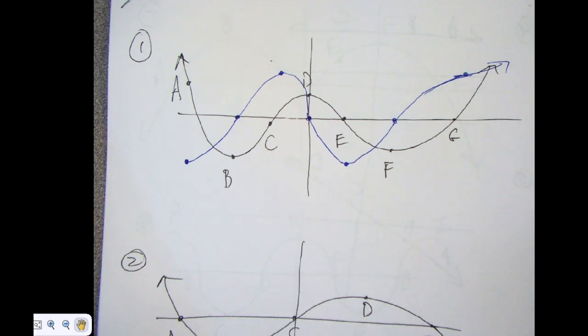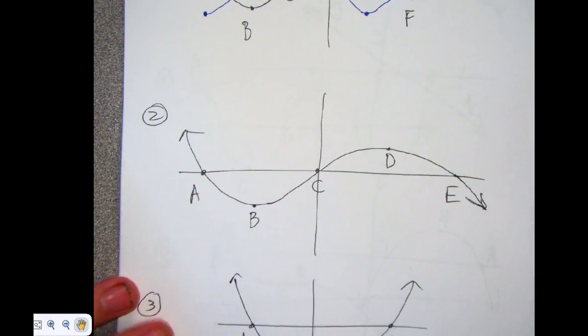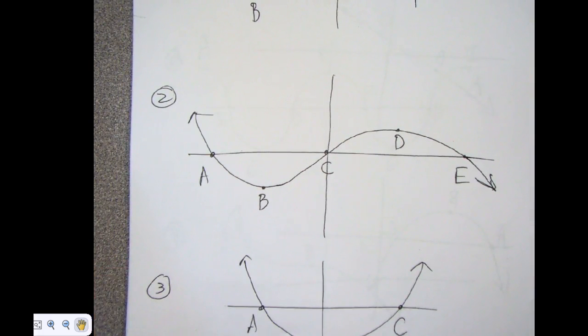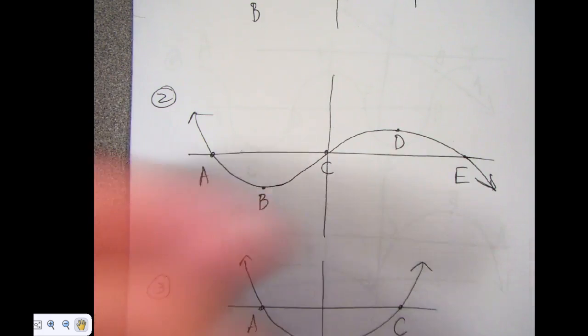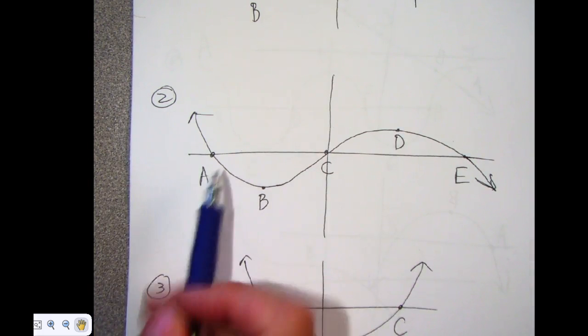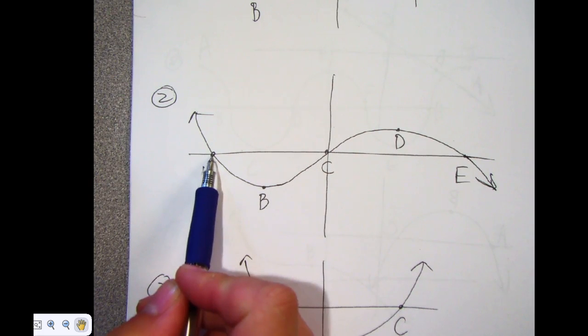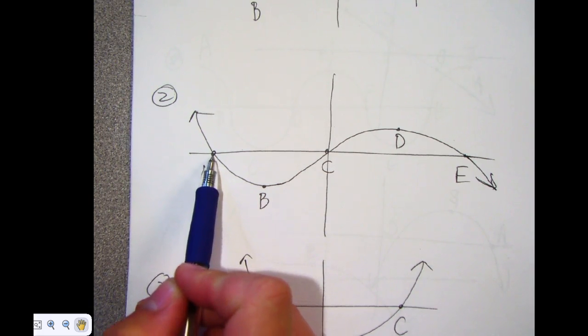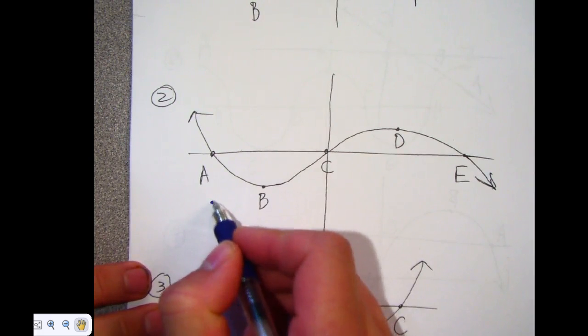Does that give you an idea what the letters are supposed to be doing? It's supposed to be helping. I'm not quite sure they do, but. Number 2, then I'll let you go after this one. I'm just going to do a couple with you to get started. At A, is the slope positive or negative? Negative. So my derivative graph needs to be below the axis.